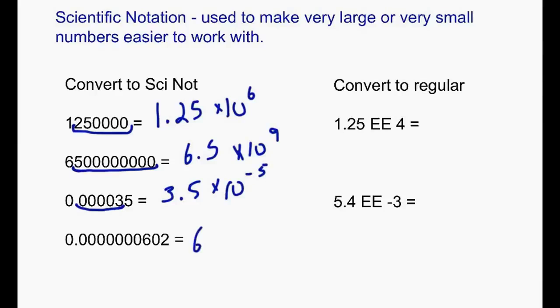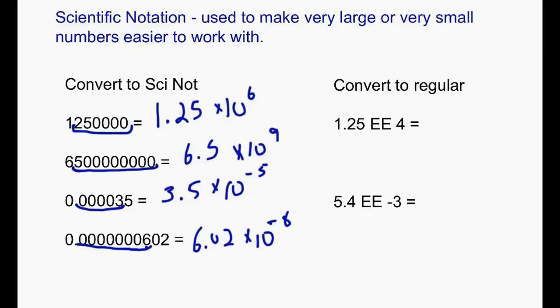And do the same thing here. We want to put the decimal after the first 6. So we'd have 6.02. And we're going to get 2, 4, 6, 8 decimals to move over. And that's it. So that's converting from one way to the other.